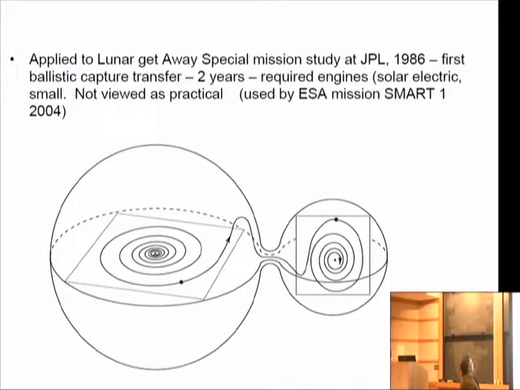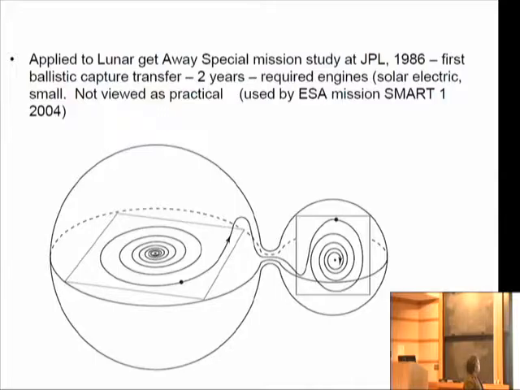For this particular design, this was produced in '86. It was a study done at JPL called the Lunar Getaway Special, and it's actually the first ballistic capture transfer, I believe, ever constructed. It uses solar electric engines, little tiny ion engines that spew out atoms. And the thrust is like a dime in the palm of your hand, so it takes a long time to spiral out with these after you release it in Earth orbit.